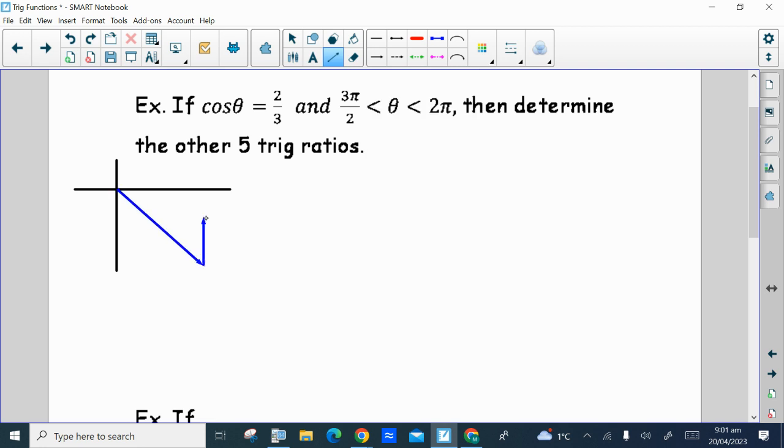So there's our terminal arm. We draw a line straight to the x-axis to give us our reference triangle, and theta, the reference angle, is always between the terminal arm and the x-axis. You with us, Brighton?